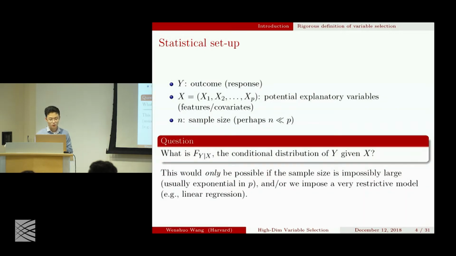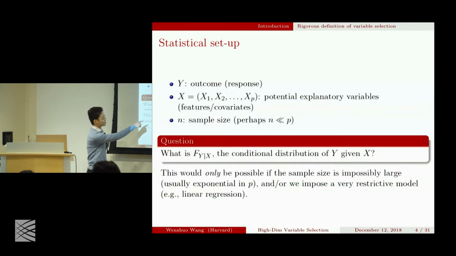So the statistical setup would be we have a variable y, we call this the outcome or the response, and we have x, which is random, which is a vector. We call them potential explanatory variables. Some call them features or covariates. They mean the same thing. And n, the sample size. So in order to do inference, we gotta have some samples, and n is our sample size. And p, of course, is the dimension of the potential explanatory variables, which is what Alex just asked. And of course, there's a lot of times that n is much smaller than p, and that's where the challenge comes from, actually. And our question is, what is the conditional distribution of y given x?